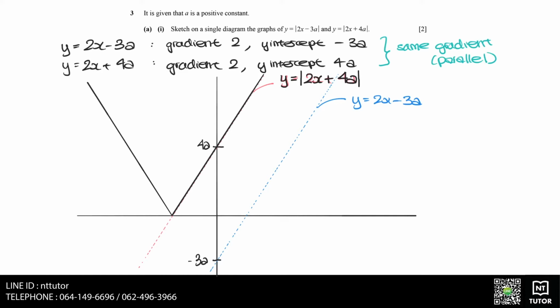And we will do this for the other one as well. So reflect the negative part of the graph in the x-axis so that all of it is positive. And when you reflect the graph of y equals 2x minus 3a, the negative part of it in the x-axis, it should cross the y-axis at 3a.